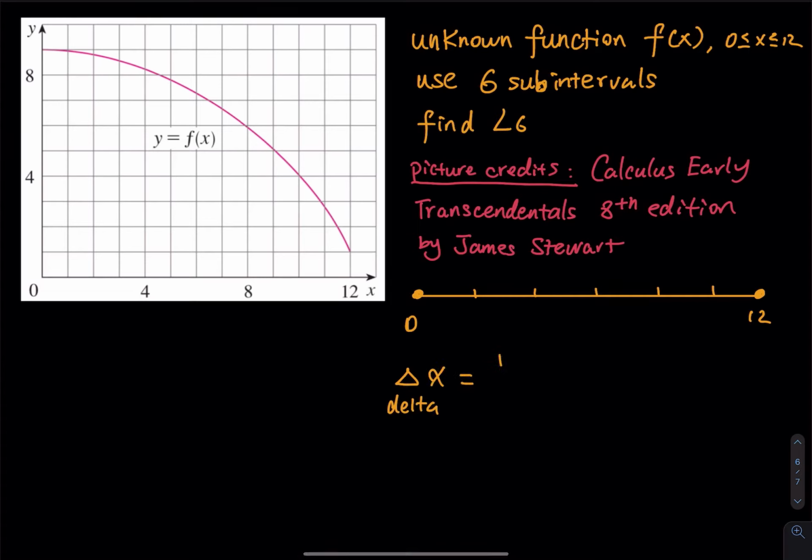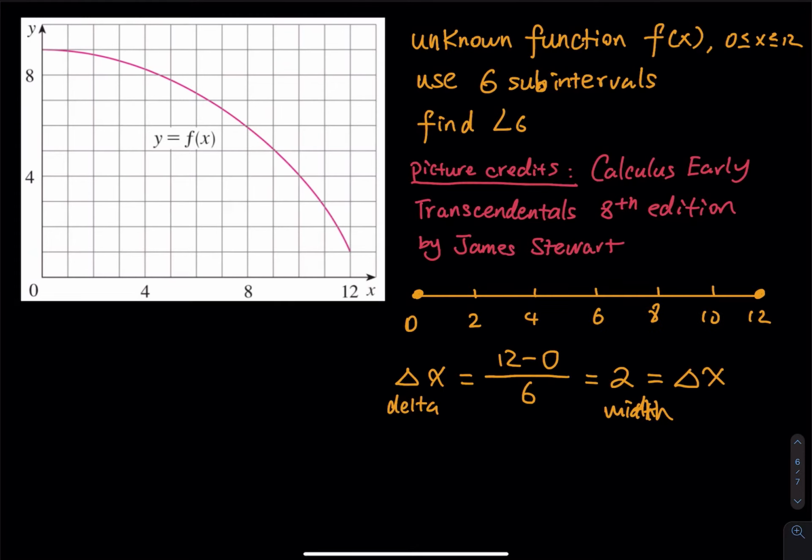So they take the maximum minus the minimum and then divide by 6 subintervals. So 12 divided by 6 is equal to 2. That is called delta x. It's called the width of a subinterval. So each subinterval has length 2. So from 0 to 2, 4, 6, 8, 10, 12.